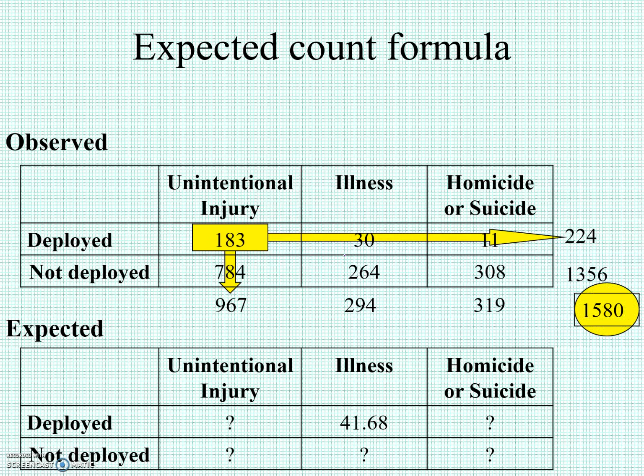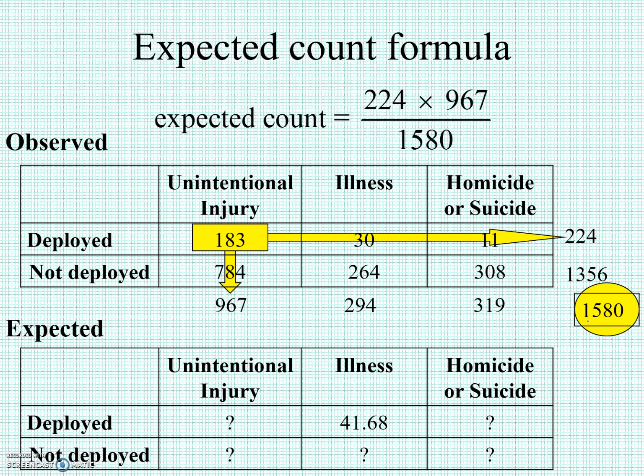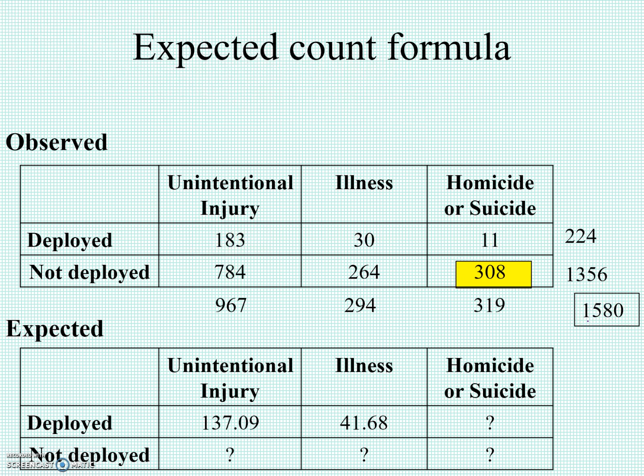So 183, I guess I do have a little animation for part of them. For unintentional entry and deployment, for this category right here, my row total, 224, times 967, which is my column total, divided by 1580, works out to be 137.09. Okay, I already had this number from before. I just did this one.